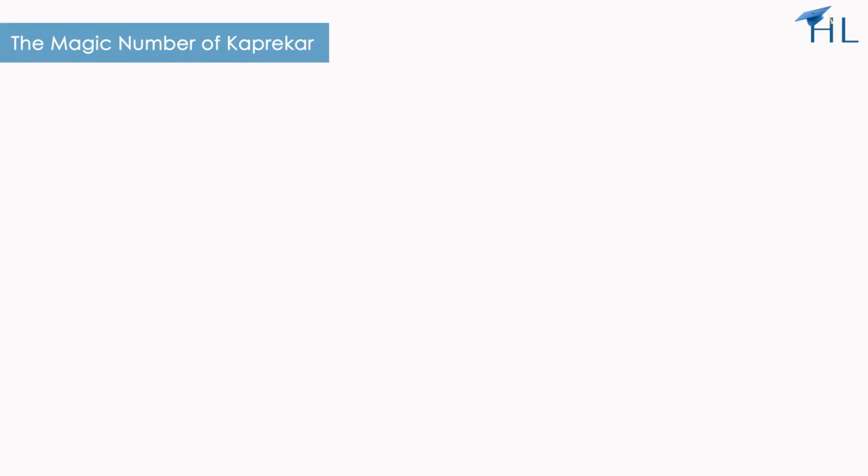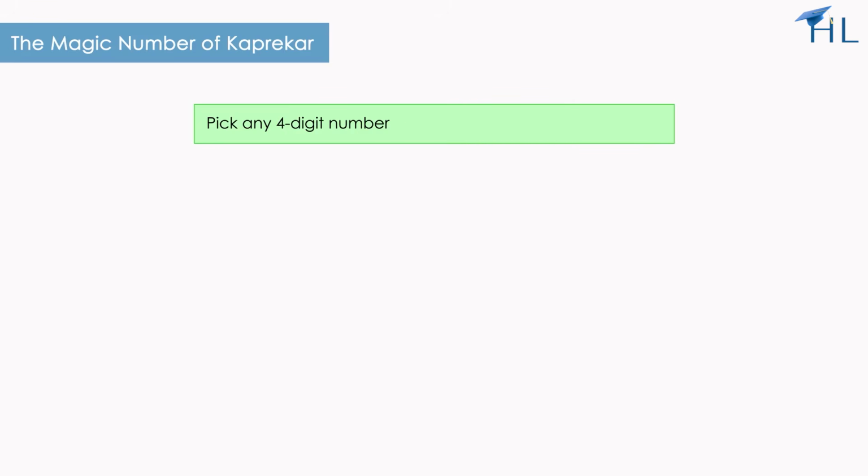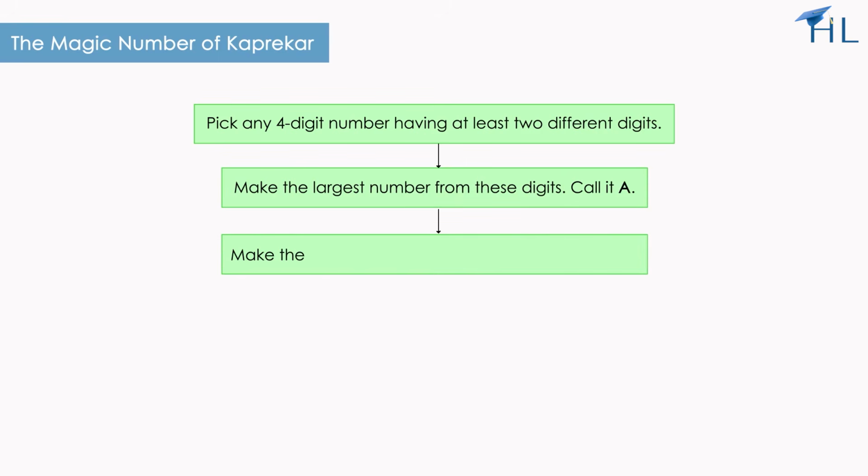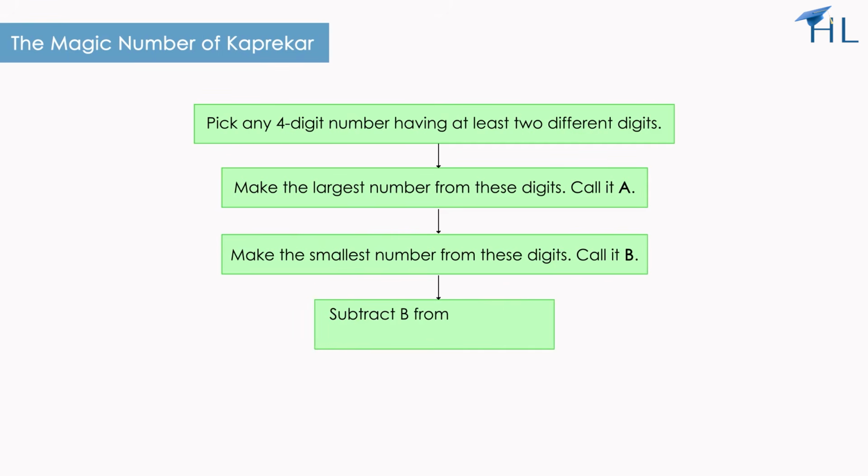Follow these steps and experience the magic for yourselves. Step 1. Pick any 4-digit number having at least 2 different digits. Step 2. Make the largest number from these digits. Call it A. Step 3. Make the smallest number from these digits. Call it B. Step 4. Subtract B from A. Call it C. Step 5. Now repeat the process with the digits of number C.